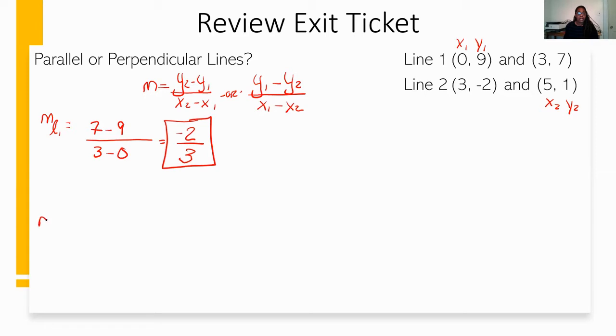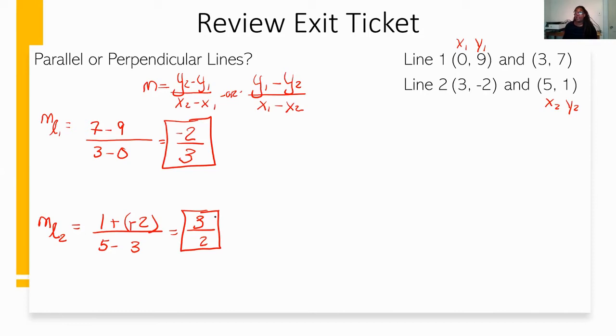Now I'm going to look at the slope of line 2. Again, I'm going to use the first formula. My y2 is 1 minus -2, and we have 5 minus 3. When you minus a negative, remember it turns positive. So 1 plus 2 gives me 3, and then 5 minus 3 gives me 2. Since 3 over 2 doesn't need to be reduced, because the only thing they have in common is 1, we're going to leave it as 3 over 2.